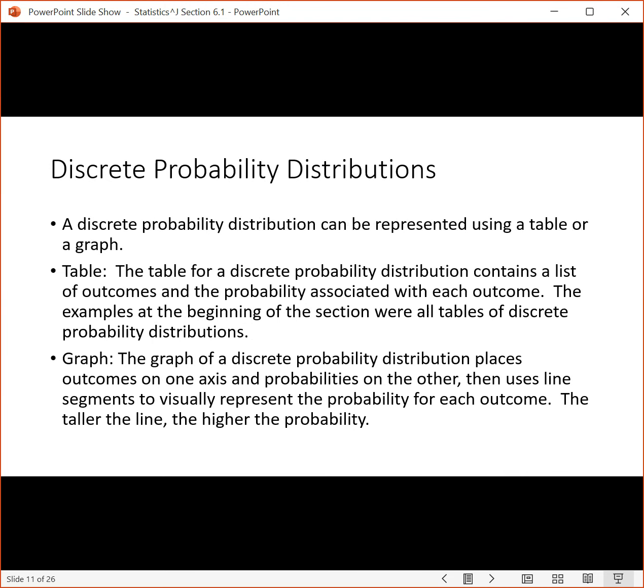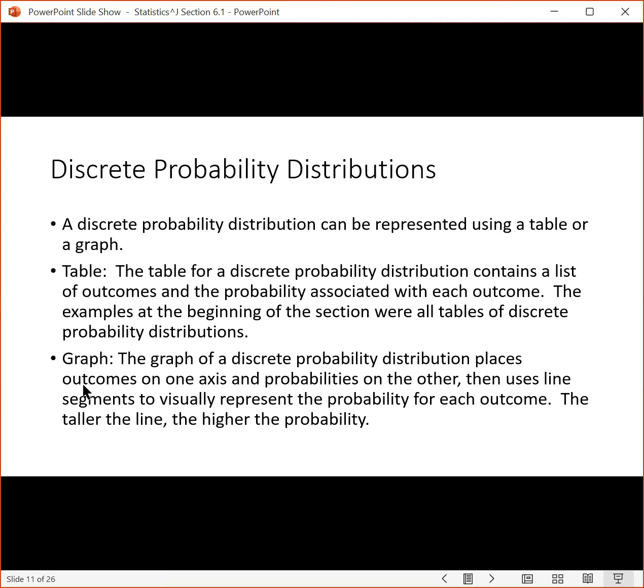Okay, so let's look at each different example of probability distributions. Let's look at discrete and continuous and discuss the differences. A discrete probability distribution can be represented using a table or a graph. When you use a table, you list all of the outcomes and the probability associated with that outcome. That may sound familiar. That's exactly what we were doing at the beginning of this section. We were listing discrete probability distribution tables. Another way that we did not do at the beginning of the section was to graph. You can go through and graph discrete probability distributions.